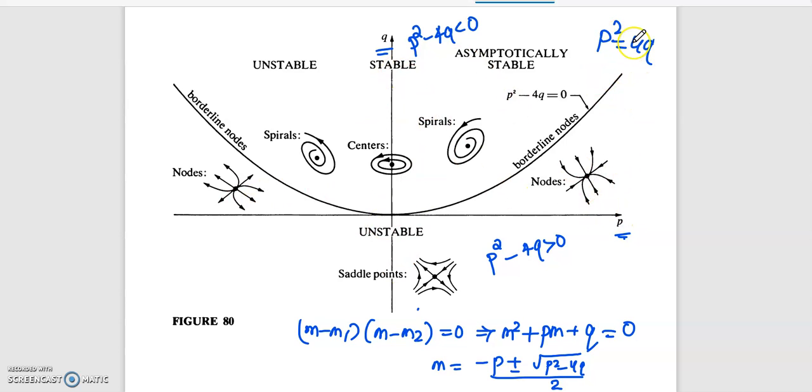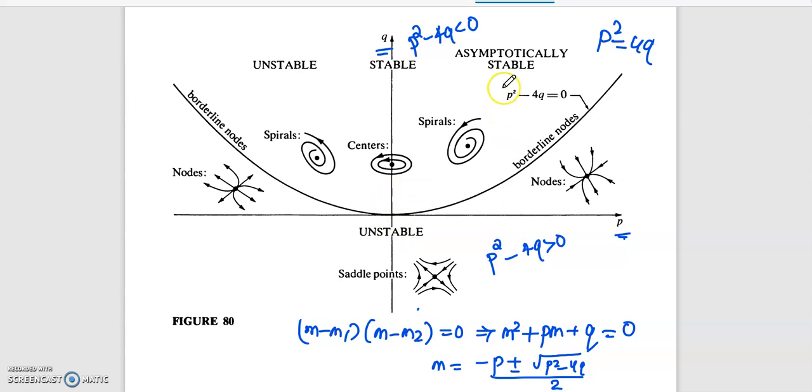This is the pq plane that we have plotted here. So p² - 4q = 0, that parabola is shown here, and the region p² - 4q < 0 is this portion above the parabola, and p² - 4q > 0 is the portion below the parabola. Now when we have p² - 4q < 0, that means the roots are complex. In the complex case, we have pure imaginary roots. That means the pure imaginary case is shown on this axis.